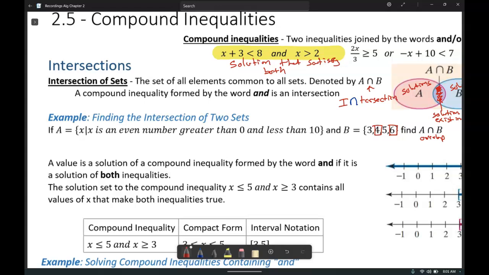If we think about this set and write it in roster form rather than set builder form, then we can identify all the even numbers greater than 0: 2, 4, 6, and 8. And we see that A contains the elements 4 and 6, as well as set B also contains the elements 4 and 6. So therefore, A intersection B equals the elements 4 and 6.